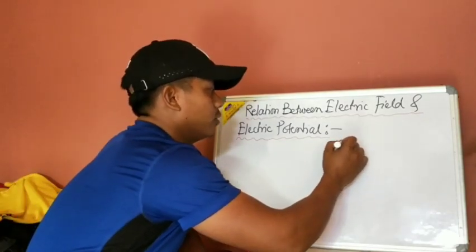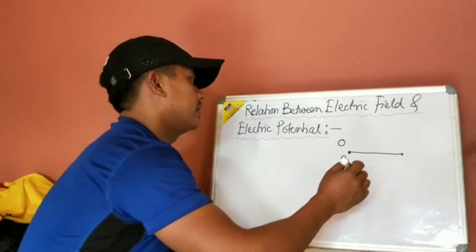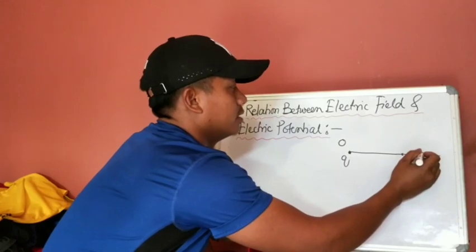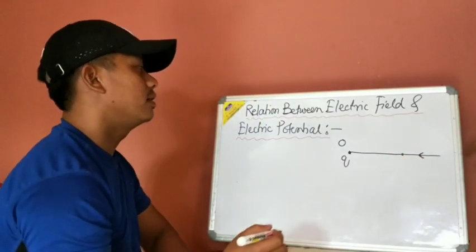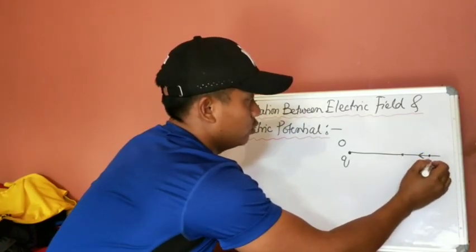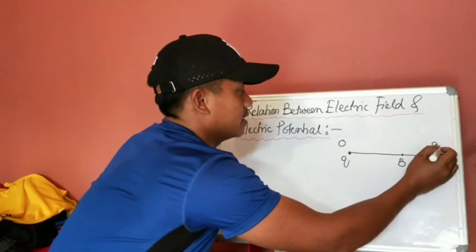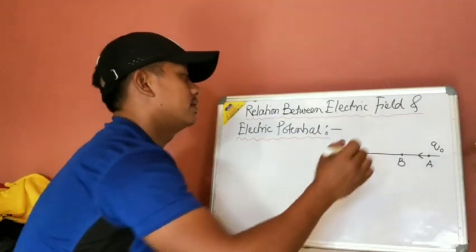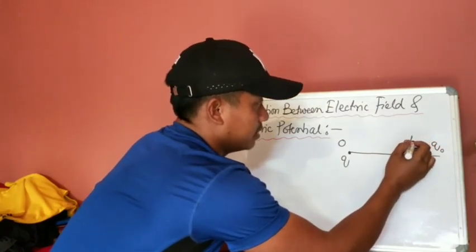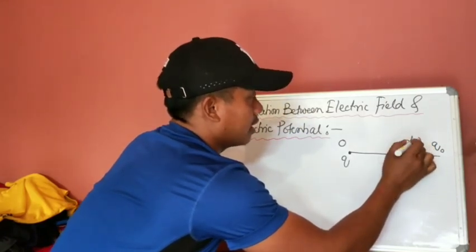here at the point O, then at a certain distance, let us bring in the charge. Let us say from A to B, a particular test charge Q naught is displaced, from A to B through a displacement, let us say dx, or let us say dr.